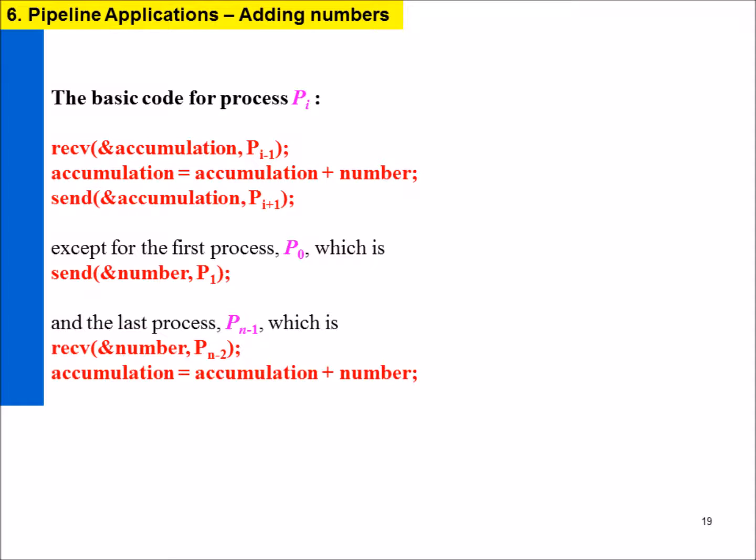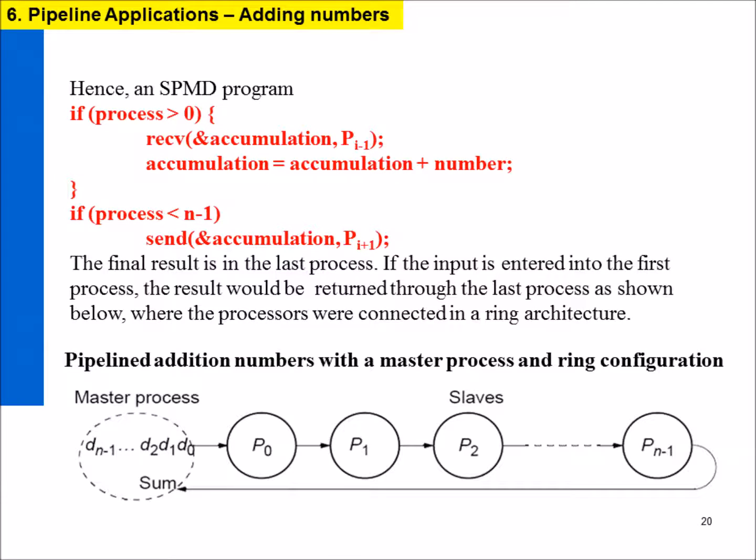And this is the case for all of them except for the first one, where you only send, and the last one, where you receive but you don't send and you just then report it. So an SPMD program could look something like this. We check to see if we are the first process. If we are not, then we receive and then we add. And if we are not the last process, we send it on to the next guy. So the final result is in the last process.